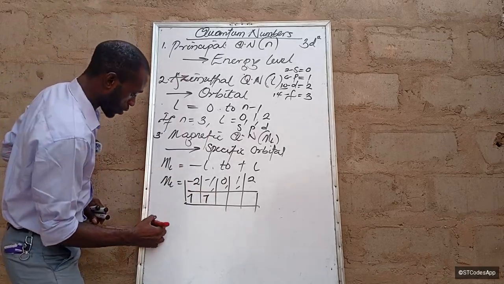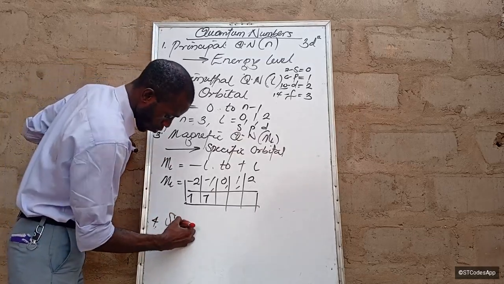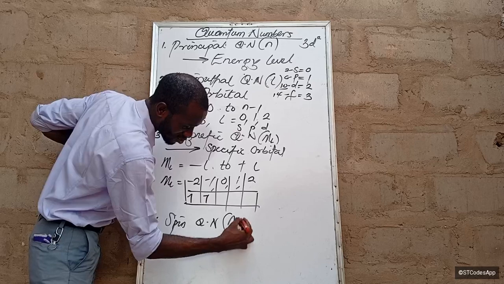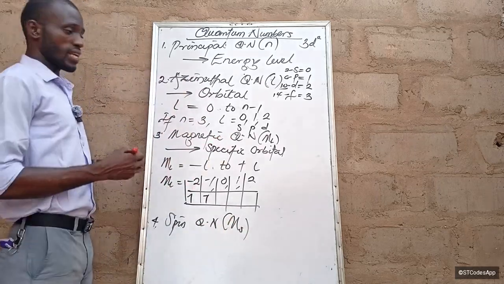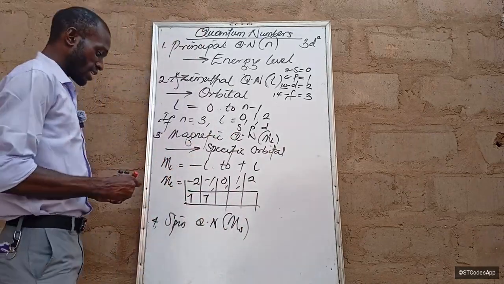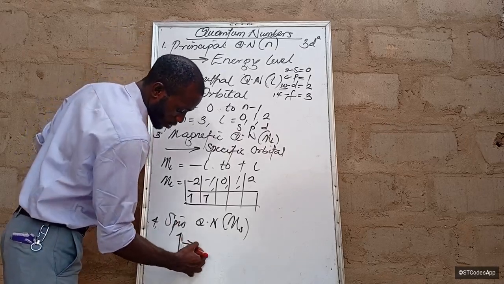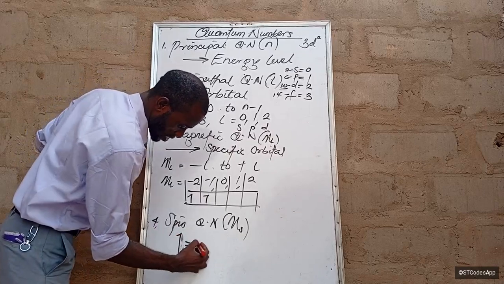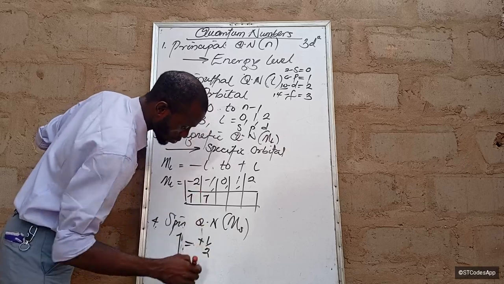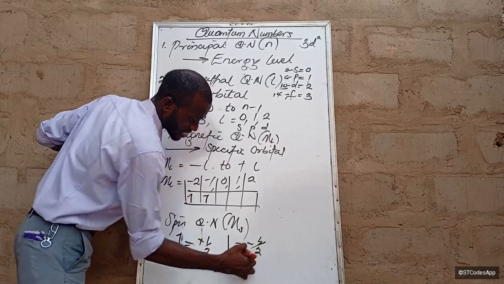Now the fourth quantum number is the spin quantum number. The spin quantum number is actually called the magnetic spin, so we call it m sub s. This one is m sub l, this one is m sub s. Now m sub s takes only 2 values. When it is an upward spin, give it plus half. If it's a downward spin, give it negative half.